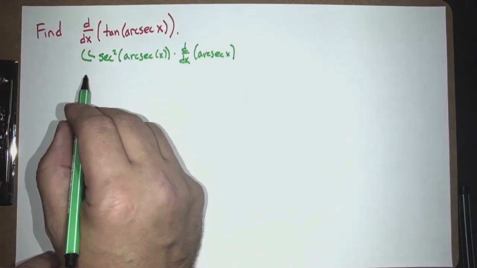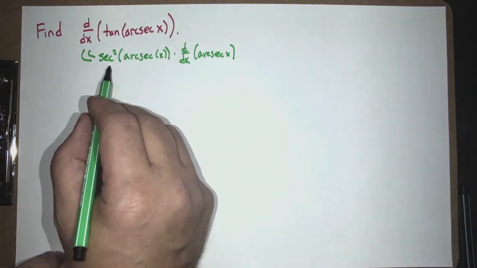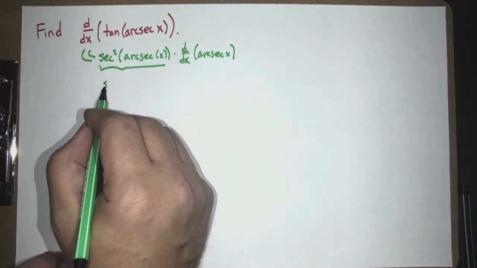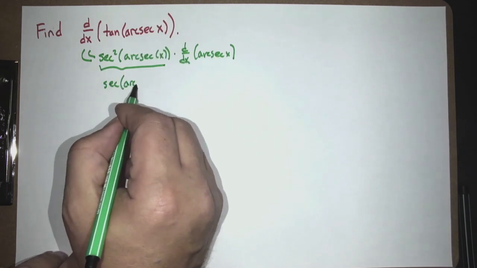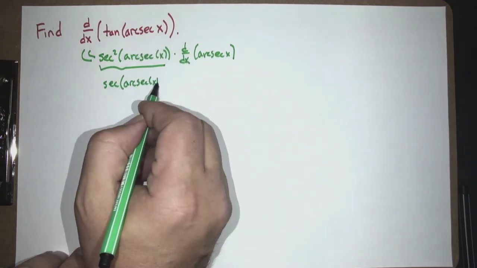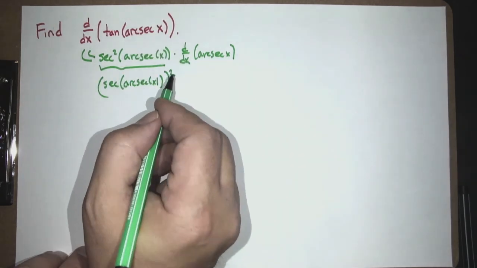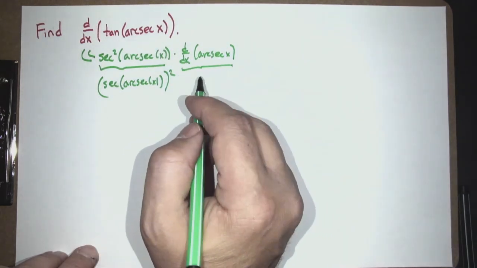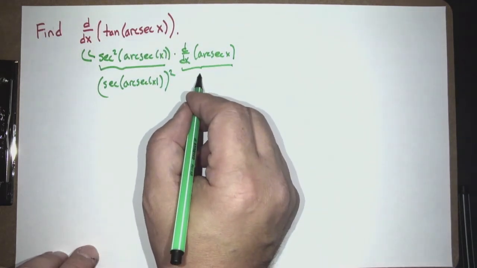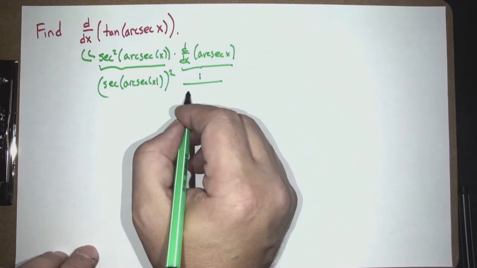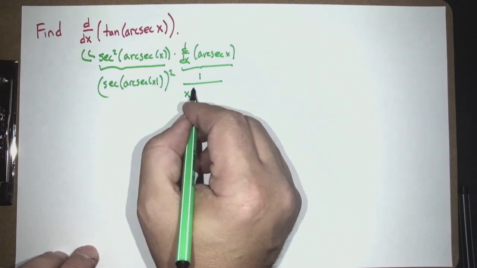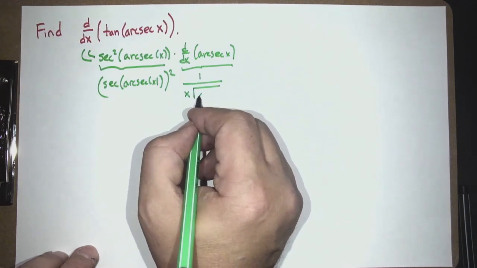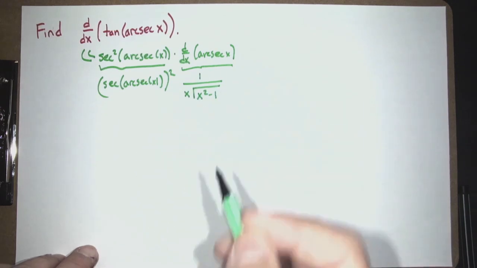All right. Well, this piece, secant squared of arcsecant of x, that's really secant of arcsecant of x, squared. We'll come back to that. Do we know the derivative of arcsecant of x? Yes. So 1 over, we'll just assume the positive part, 1 over x square root x squared minus 1.